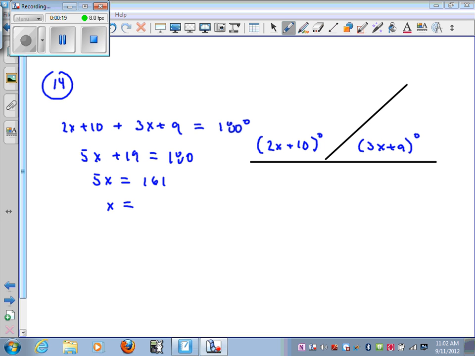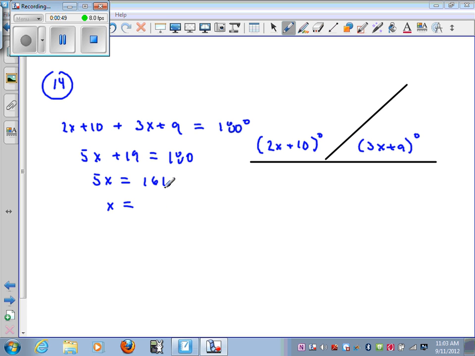Okay. All right. Well, while you were absent, I wrote this out, and this is 14, and these are the two angles. What you have to do is solve for x, and then once you get x, substitute that back into these to find the angles. So I put the 2x plus 10 and the 3x plus 9 here, and I'm trying to get it down so I can solve for x.